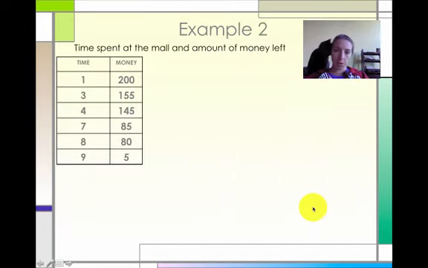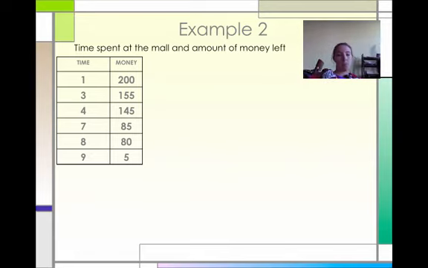Okay, so this is example 2. This time it's time spent at the mall and the amount of money left. Now what they're doing here, so basically they gave all these kids a certain amount of money and they said go to the mall for a certain amount of time, and we're going to count how much money you have left at the end. And then they gave you a table, time here, and money. So these are your two sets of data, okay? You asked everyone how much time did you spend, how much money do you have left.